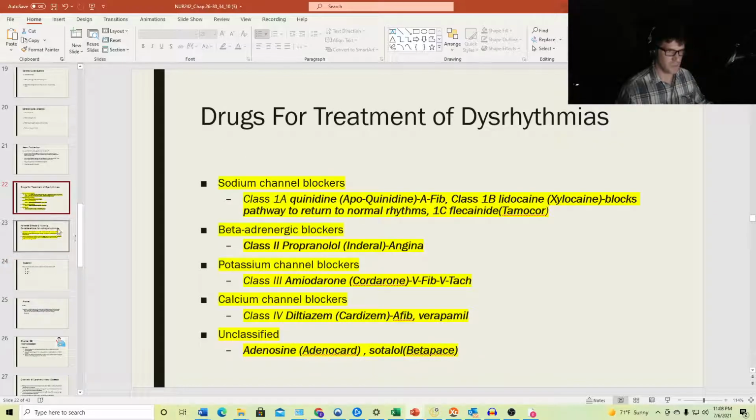Let's go back over this one more time. Class 1, sodium channels. So sodium is going to be first. Class 1A, quinidine for AFib. Class 1B, lidocaine. Blocks pathway to return to normal rhythms. And 1C, flecainide or Tambocor. Beta blockers, class 2, propranolol.